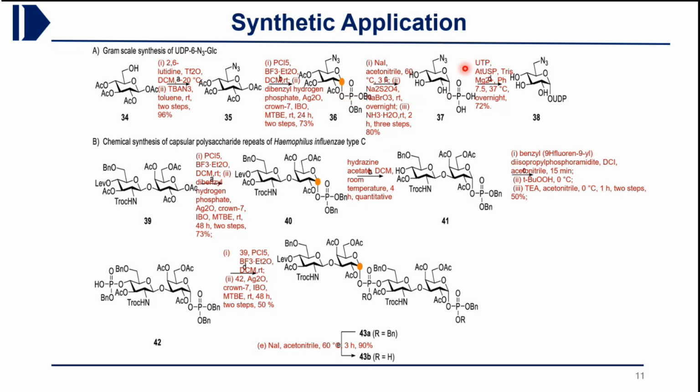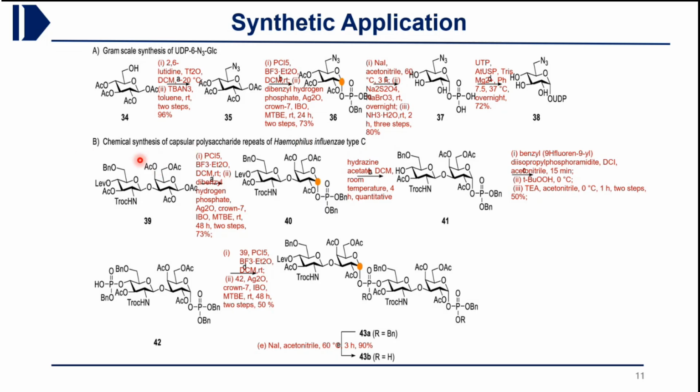So they are getting the unprotected sugar now. And UTP, USP, Tris, Mg2+. Basically this enzymatic reaction, and they are getting this final compound as UDP-6-azido-glucose. So the first application they have mentioned over here. Now the second application: chemical synthesis of capsular polysaccharide repeats of Haemophilus influenzae type C.